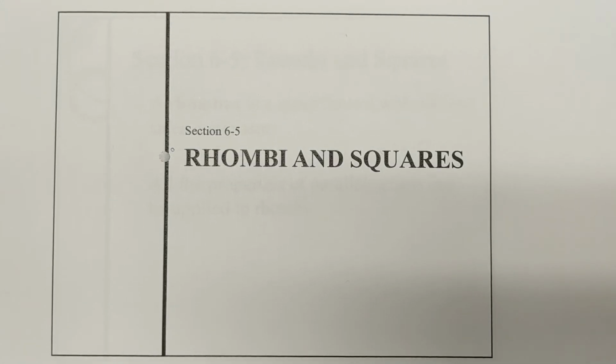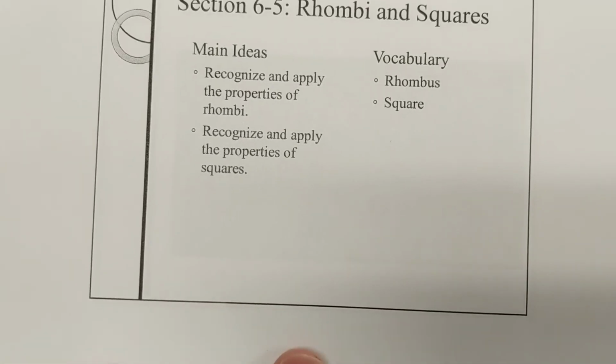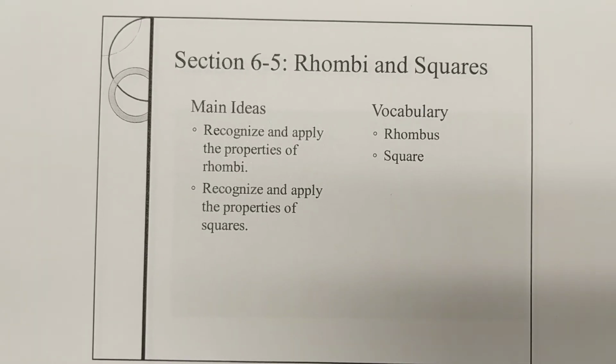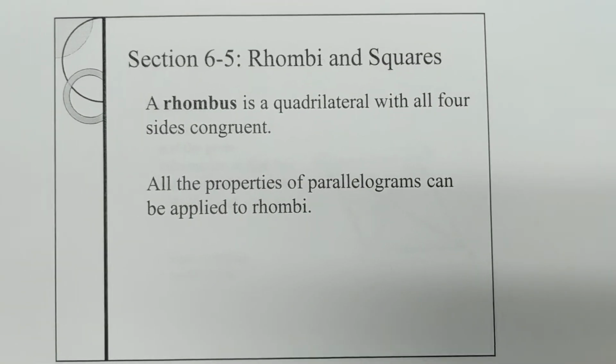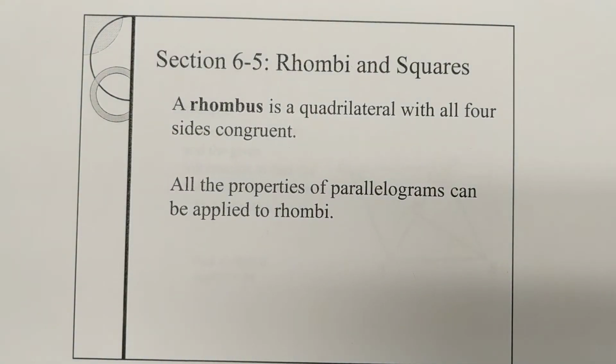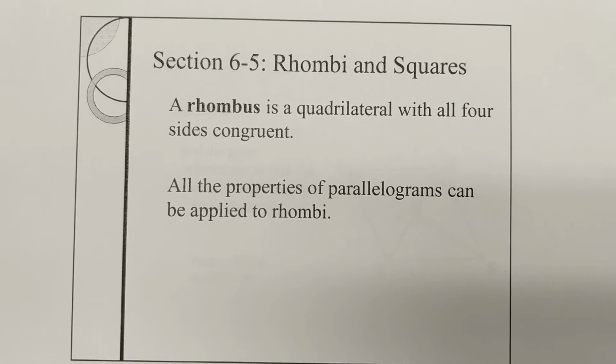All right, here we have section 6.5, rhombi and squares. So our main ideas in vocab. Two new vocab words, rhombus and square. A rhombus is a quadrilateral that has all four sides congruent. It's also a parallelogram, so opposite sides are parallel, opposite angles are congruent, and opposite sides are congruent.